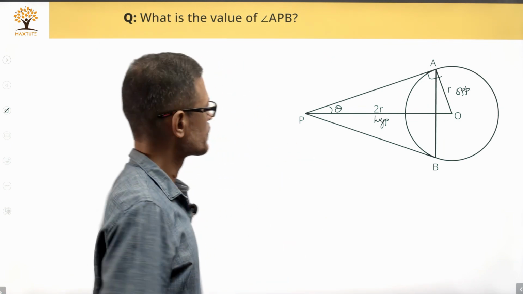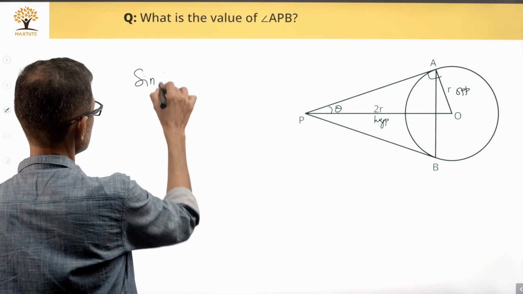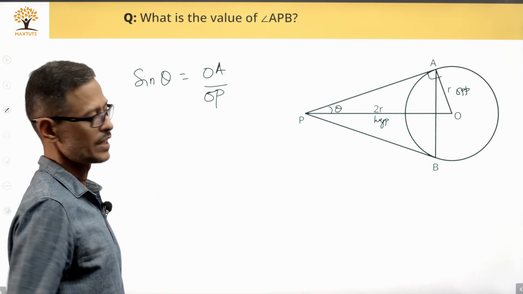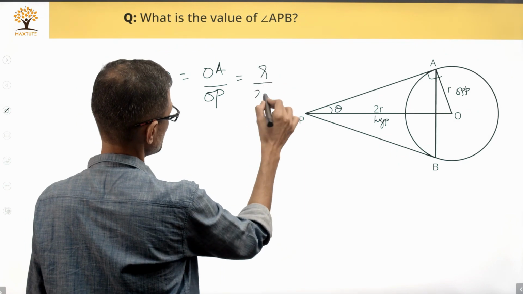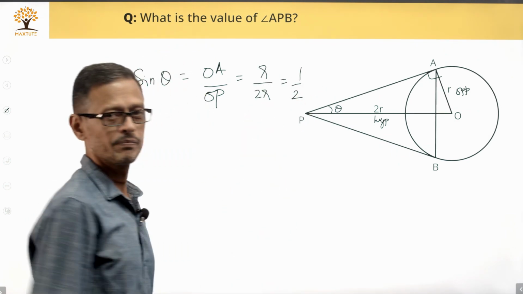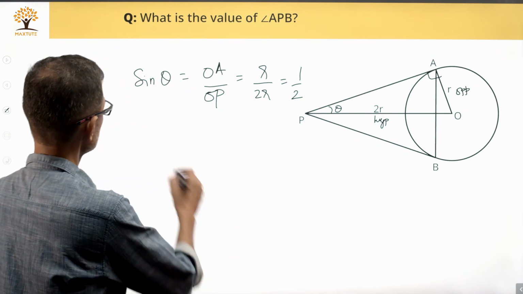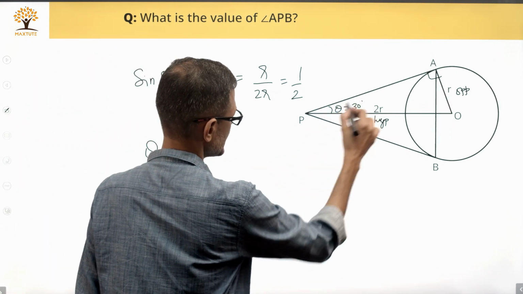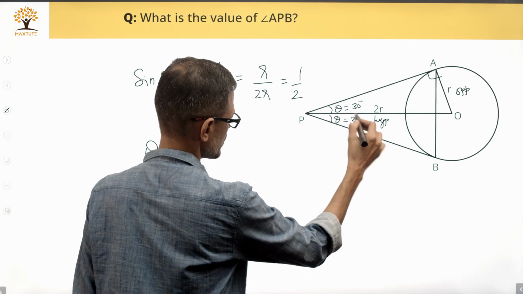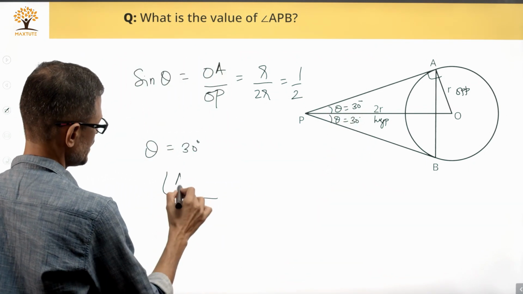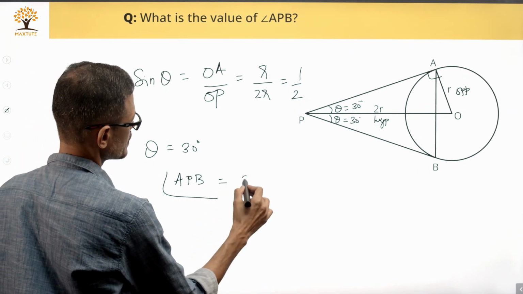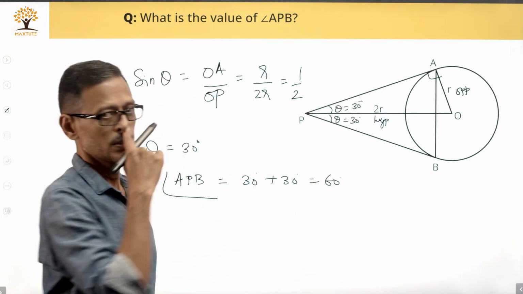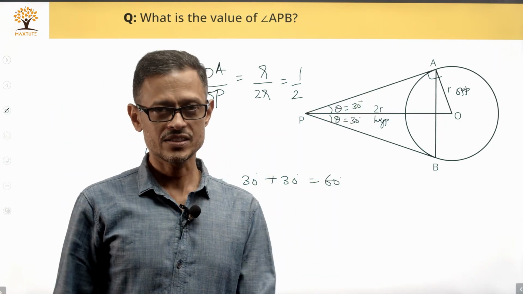We'll be using sine. So sine of angle theta is equal to the opposite side OA divided by the hypotenuse, which is OP. So this is equal to r by 2r, which is equal to 1 by 2. Sin theta is equal to 1 by 2, which means that theta is equal to 30 degrees. We have already established that this is also equal to theta, which is 30 degrees. So angle APB is equal to 30 degrees plus 30 degrees, which is equal to 60 degrees. So we have found out angle APB. That's part 1. That's done.